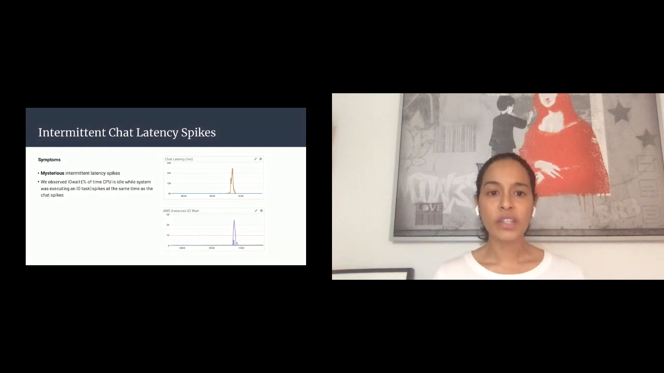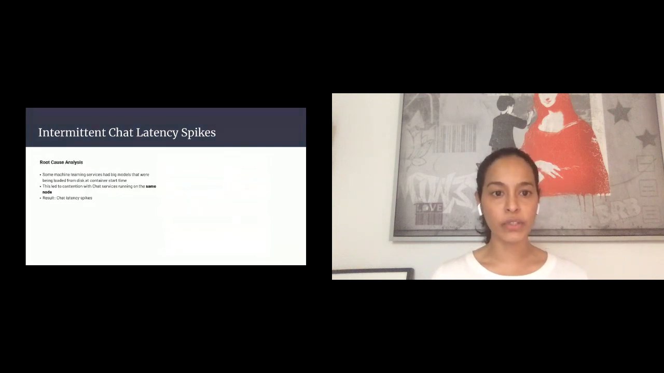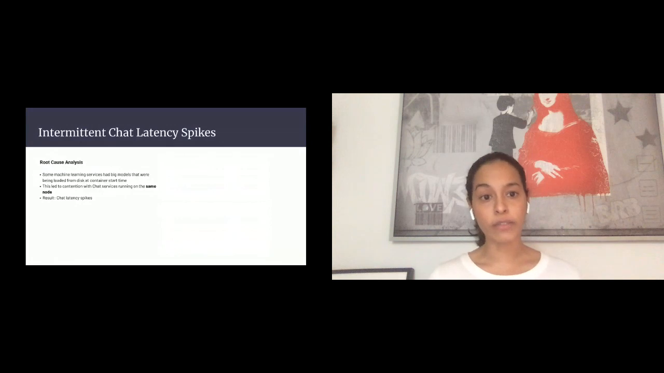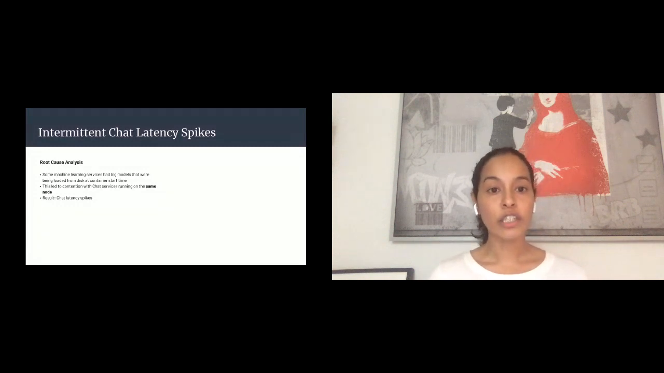We inspected the other services that were running on the node and found that some of our machine learning services were running on the same node as our chat services. These machine learning services were reading really big models, to the size of some gigabytes, into memory at service startup. So when the container started, this led to high IOWait, which you can think of as kind of idle CPU time, which means the chat requests took longer to complete, and that caused the chat latency spikes that we saw.